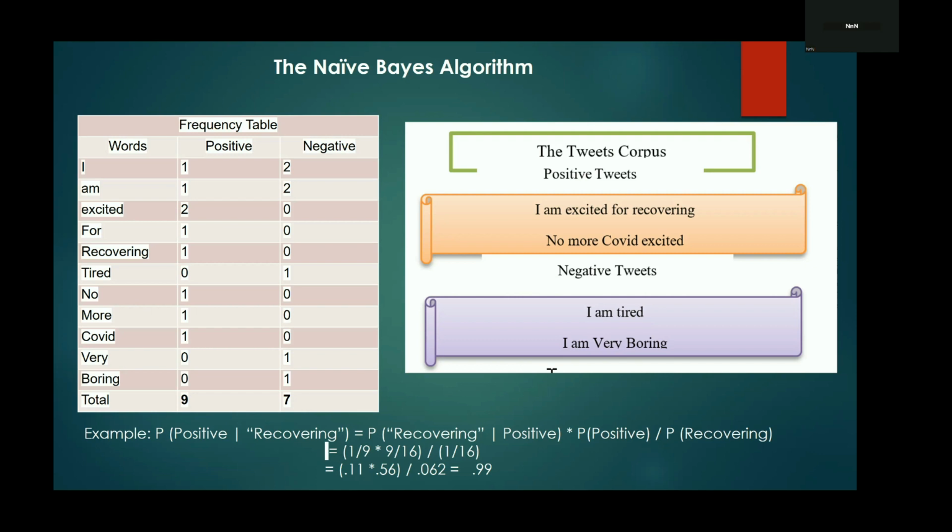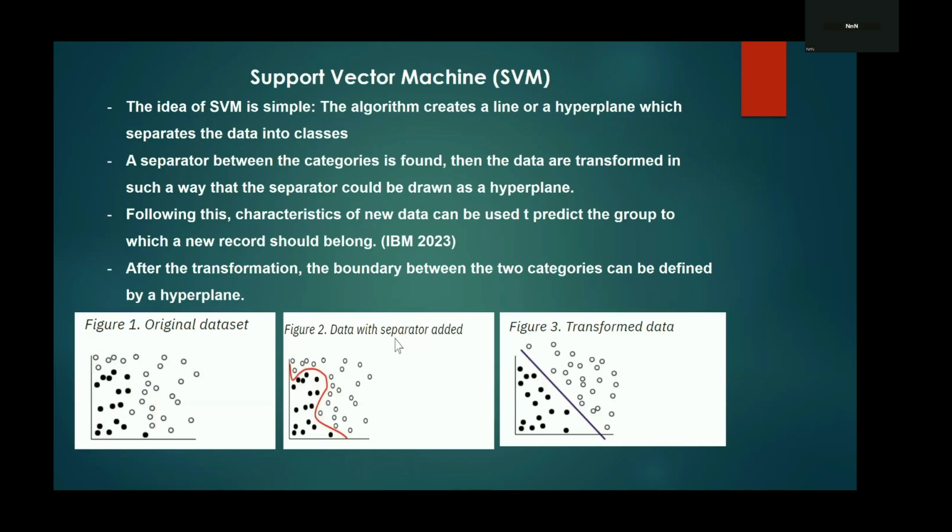Okay, let's go next to the support vector machine. Support vector machine is different. It's based on regression analysis, and it works for classification as well. The algorithm creates a line, as we can see here, a hyperplane, which separates the data into classes. For example, here we have two classes in our example: happy and sad, or positive and negative.